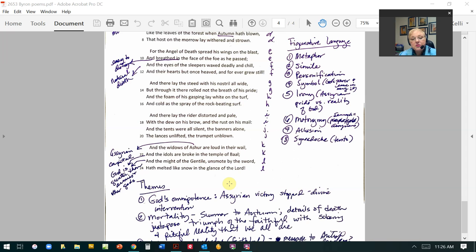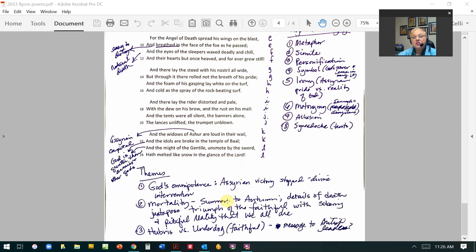So we can say here are the themes: God's omnipotence. He stopped the Assyrian victory with just divine intervention. Mortality: the details of the death juxtapose the triumph of the faithful with the sobering and pitiful reality that we all die. And then hubris versus the underdog. The faithful are rewarded, the proud are brought low.